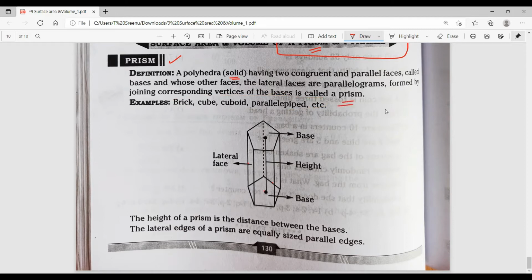Generally, we have prisms like a brick, which is a general example, cube and cuboid, parallelepiped. The height of a prism is the distance between the bases. This is the height. And the lateral edges of a prism are equally sized parallel edges. These are lateral edges, meaning they are of equal size.